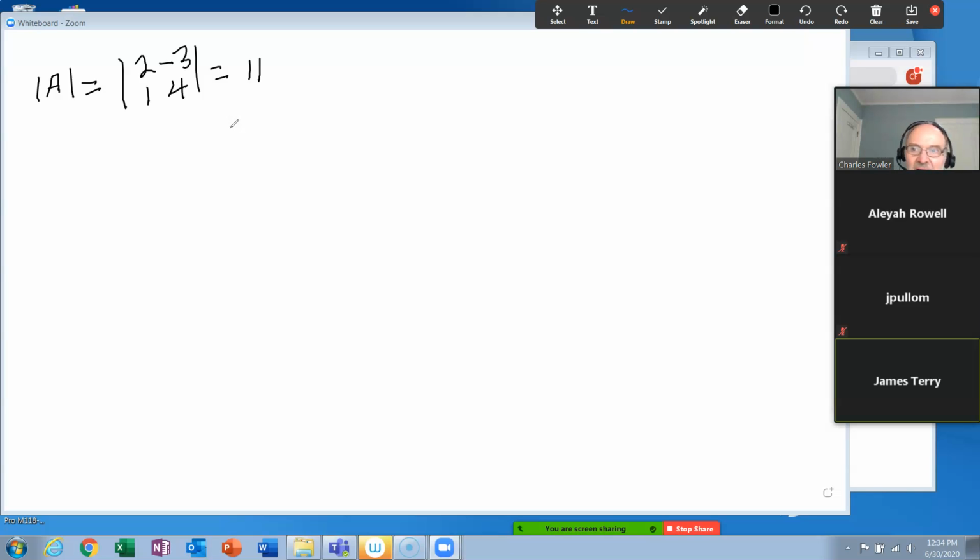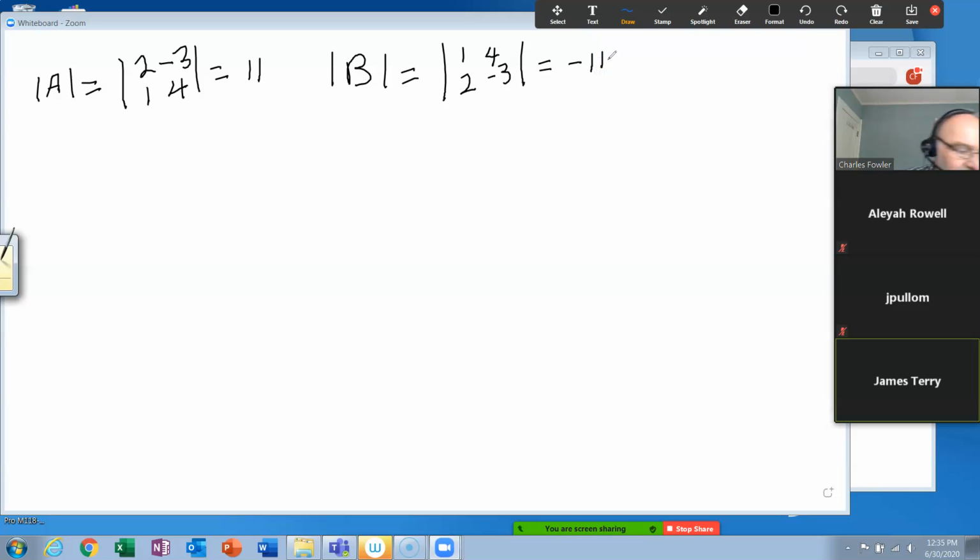Now, matrix B over here that we're going to take a determinant of. How we get the matrix B is just swapping the two rows. That's going to be a 1, 4 and a 2, negative 3. Okay, and someone do that determinant and see what you get. Got it. Minus 8, yeah.